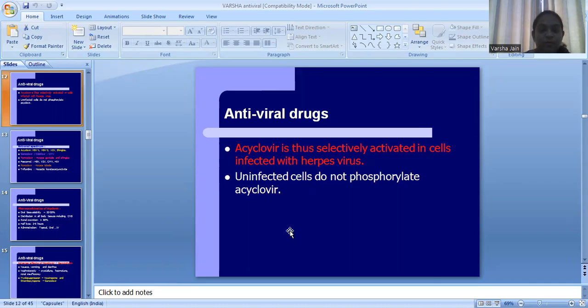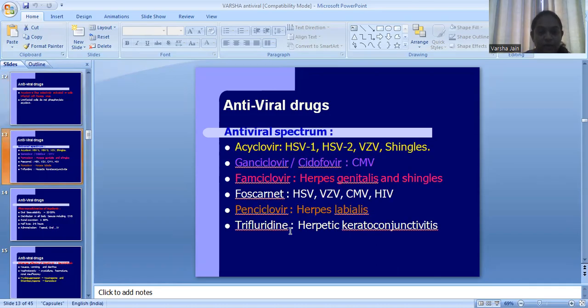Uninfected cells do not phosphorylate acyclovir. So, antiviral spectrum: acyclovir covers HSV1, HSV2, VZV, and shingles. Ganciclovir and cidofovir cover CMV. Then famciclovir for herpes genitalis and shingles. Foscarnet covers HSV, VZV, CMV, and HIV. So these are the drugs used to treat these types of viruses.